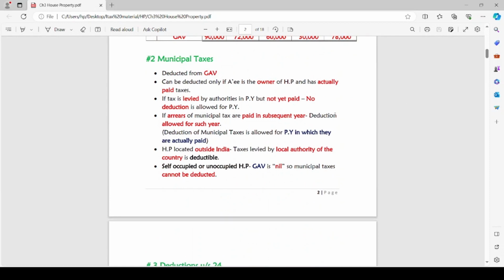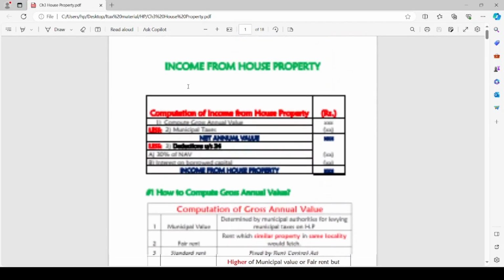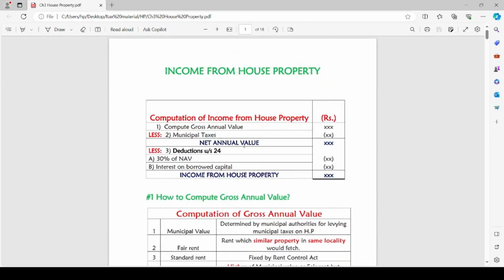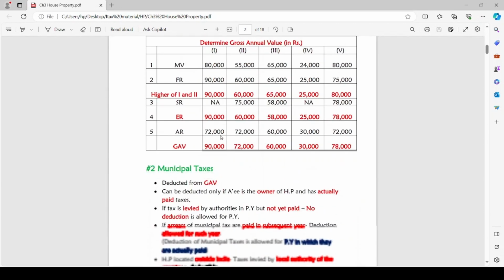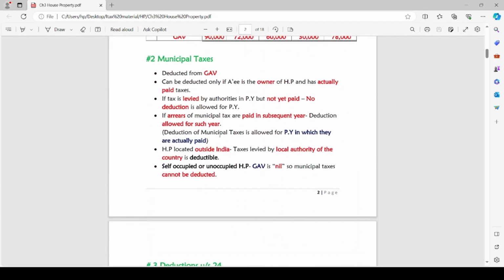Let us go to our next topic, that is municipal taxes. The second step in computation of income from house property is deduction of municipal taxes. We arrive at net annual value after deducting municipal taxes from gross annual value. Municipal taxes can be deducted only if the assessee is the owner of the house property and has actually paid taxes. He should pay the municipal tax.